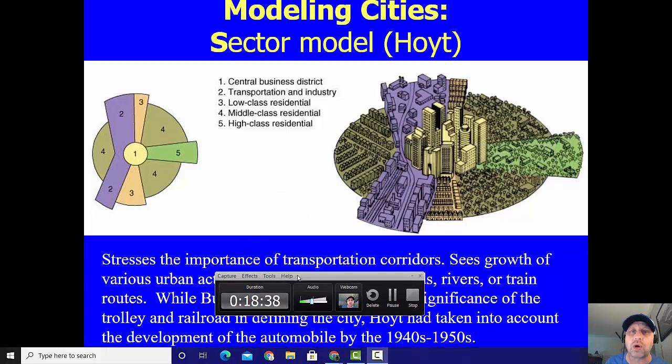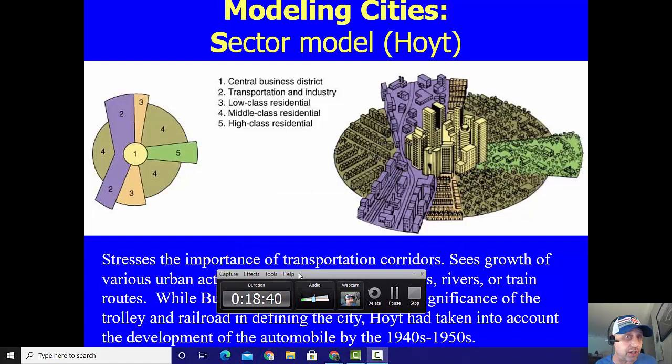So, five sectors as well. Now, remember, in Hoyt's model, you have the concentric zone, but then you place these sectors over it to reflect where the growth is happening. So, one is always zone CBD. That's your central business district. That's in the center. Now, look at the rest of the city. You'll notice there are almost like pie-like wedges that go across the city itself.